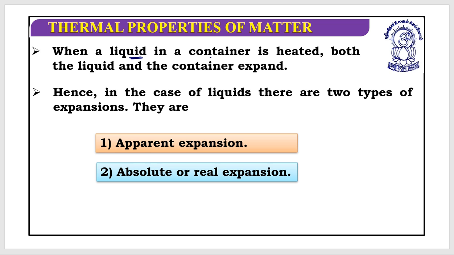So when a liquid in a container is heated, both the liquid as well as the container expand. In the case of a liquid, there are two types of expansion. One is the apparent expansion, and the second is the absolute or real expansion. Let's look at how the apparent expansion and the absolute or real expansion behave.